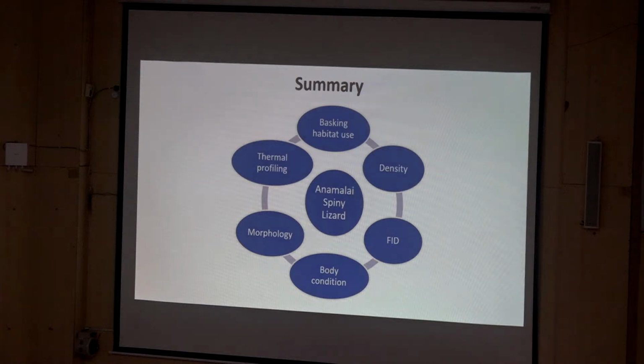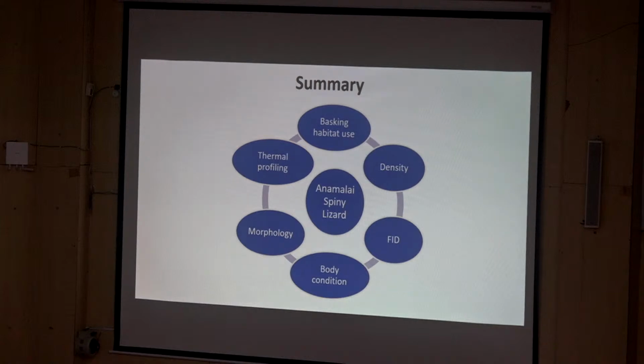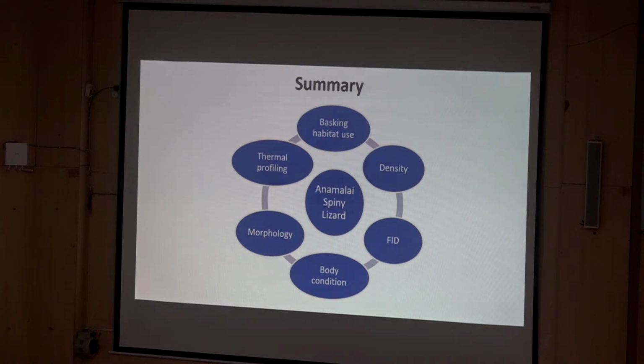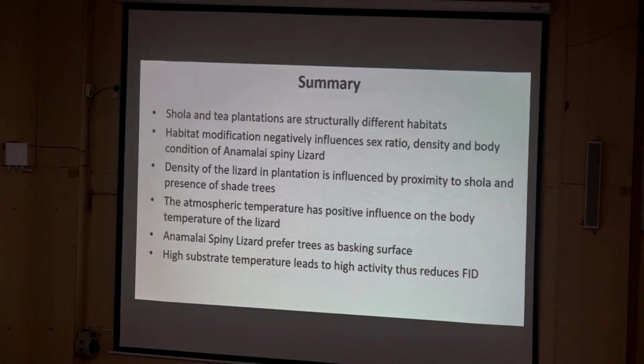As a summary, we have looked at all these aspects in the study: density, habitat use, flight initiation distance, body condition, morphology, and color, in the modified and unmodified habitat. So these are the major findings of the study: the shola and plantations are structurally different habitats.